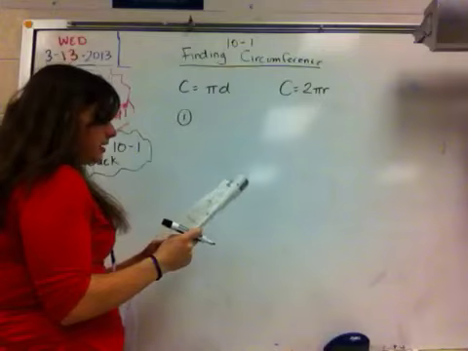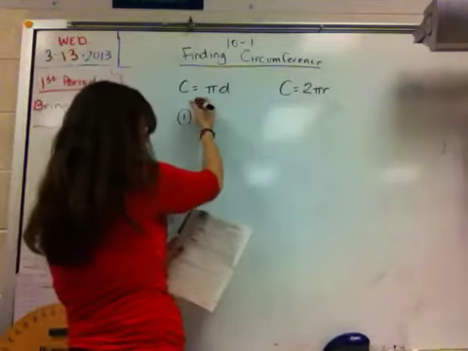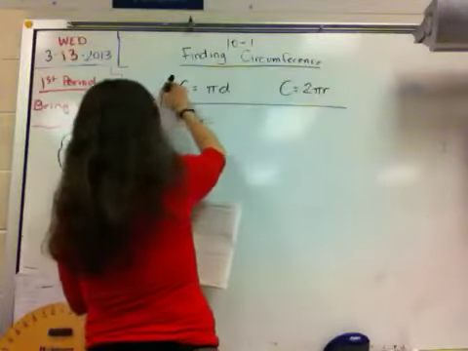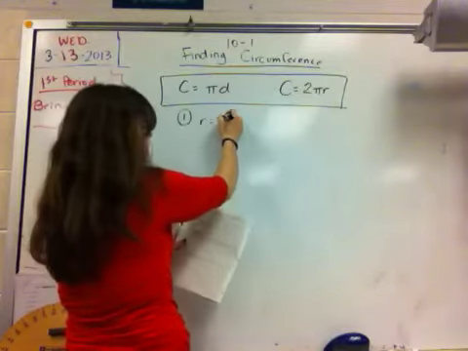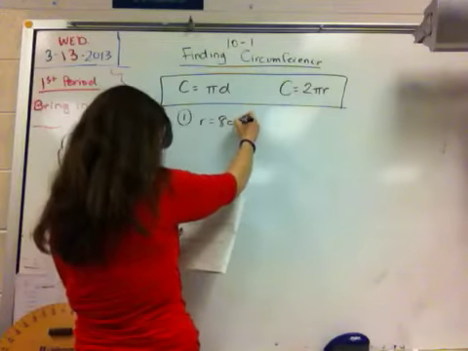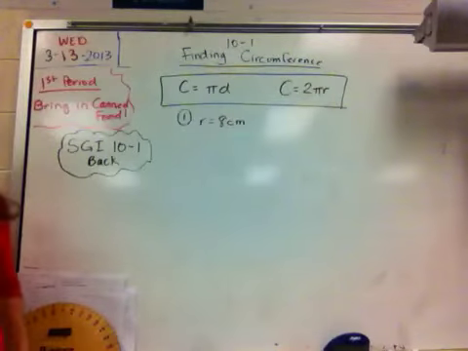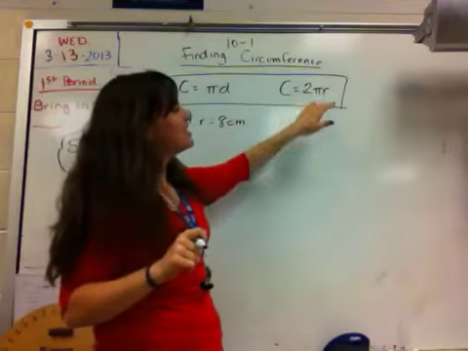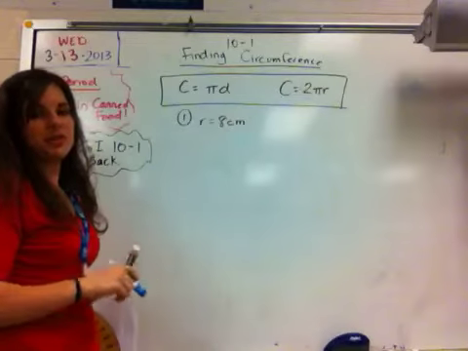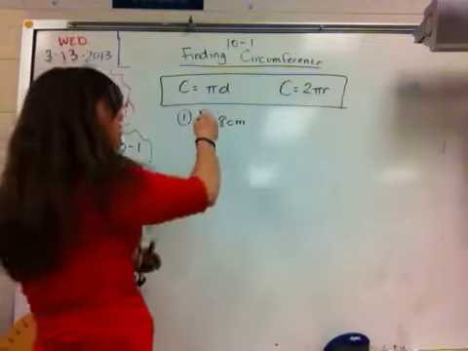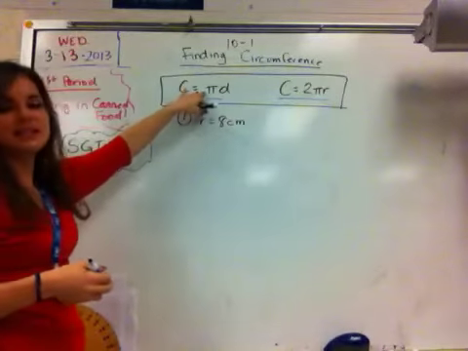Number 1, under SGI 10-1, I want you to read your directions with me. Find the circumference of a circle with the given radius or diameter, round to the nearest hundredth. Take a look at these formulas I'm giving you. If you remember from elementary school something about circumference, hopefully you remember one of these two formulas. This is the one I like to use the most.